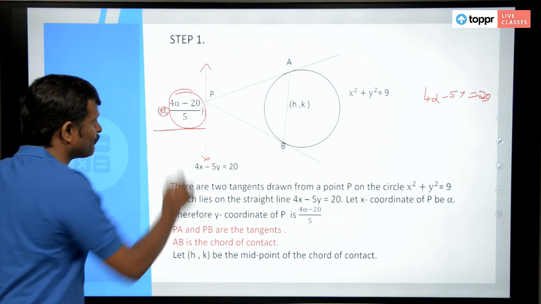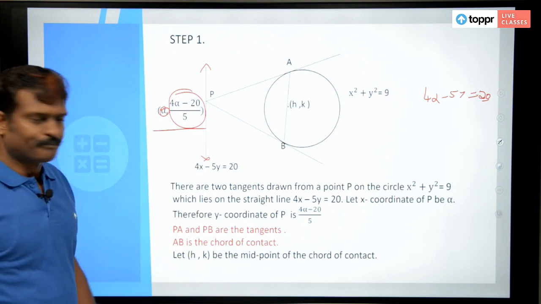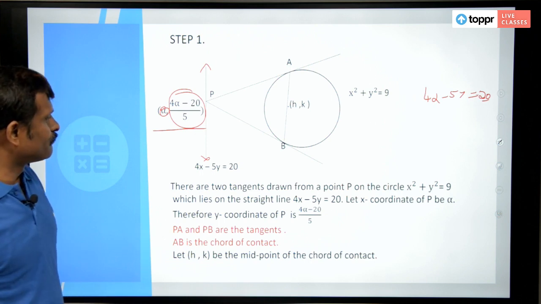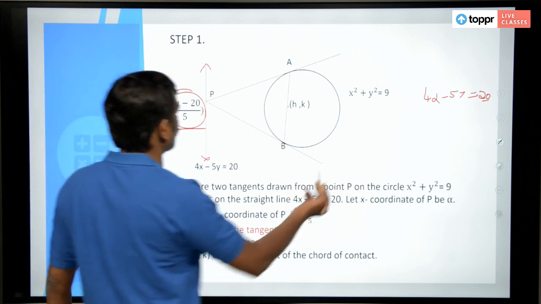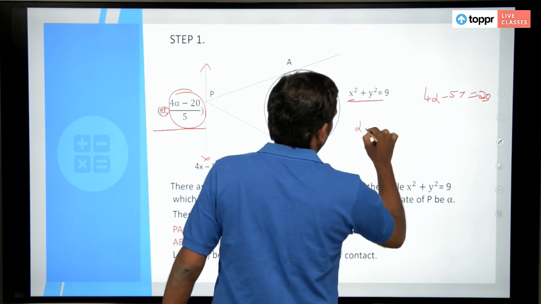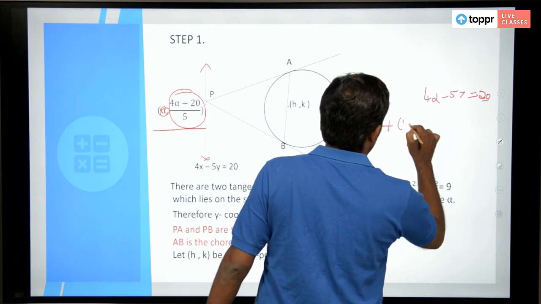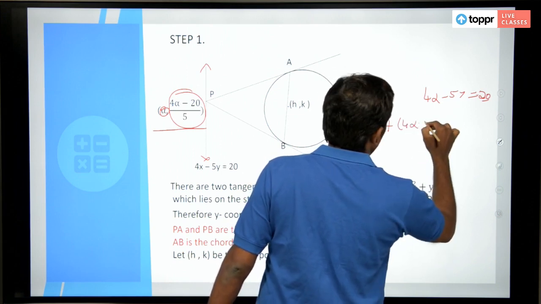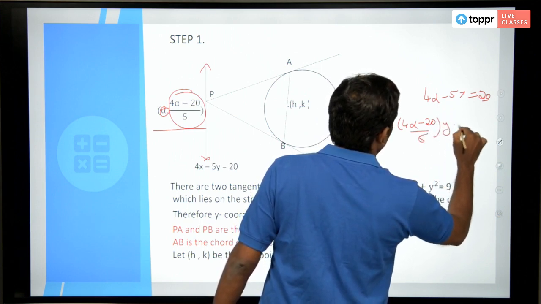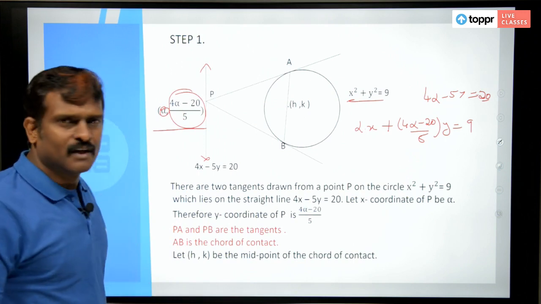So, now this is our point. What is the point? Alpha comma (4 alpha minus 20) by 5, right. So, then what will be the equation of this chord of contact? This is the equation of the circle, right. So, alpha into x plus (4 alpha minus 20) by 5 times y is equal to 9. That would be the equation of the chord of contact.